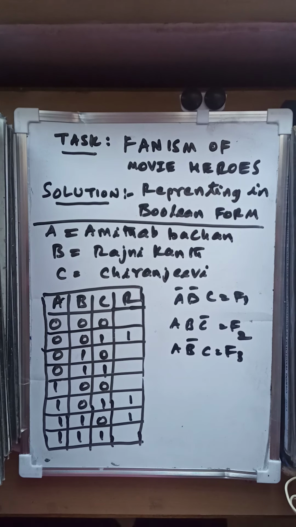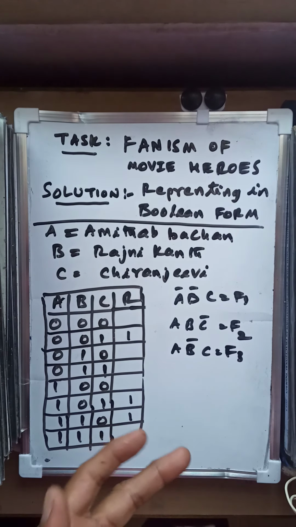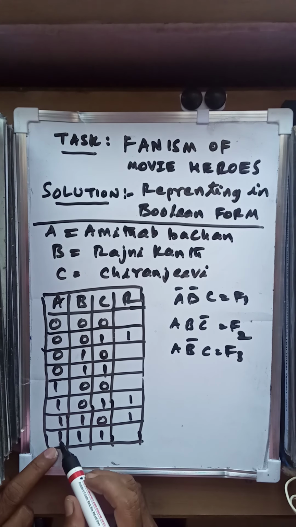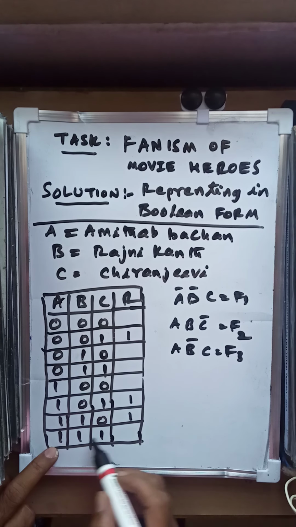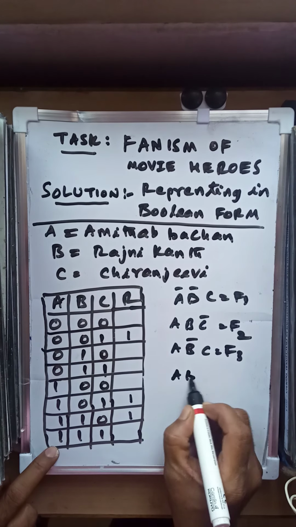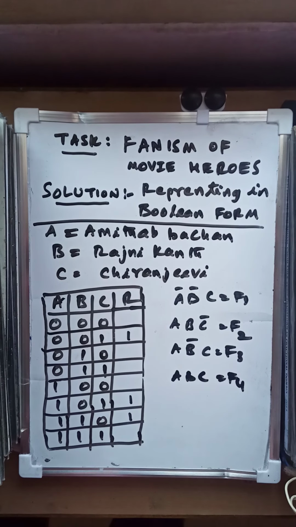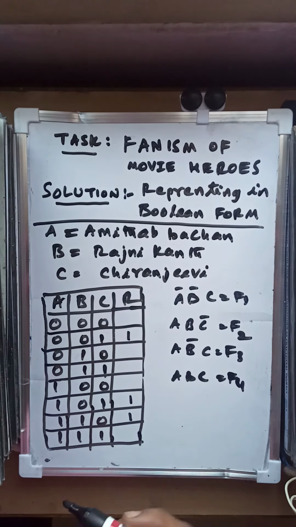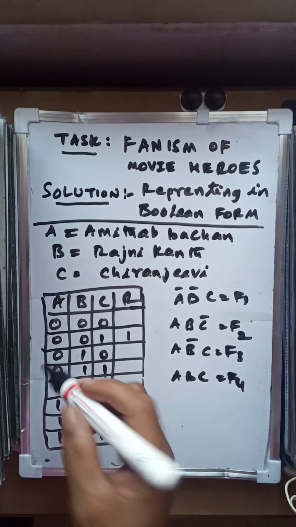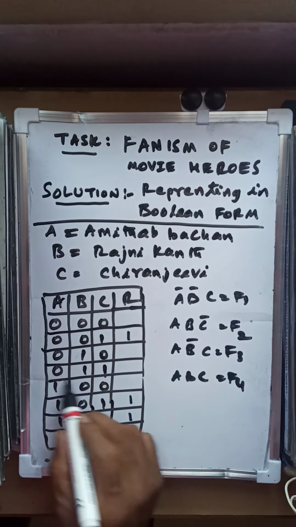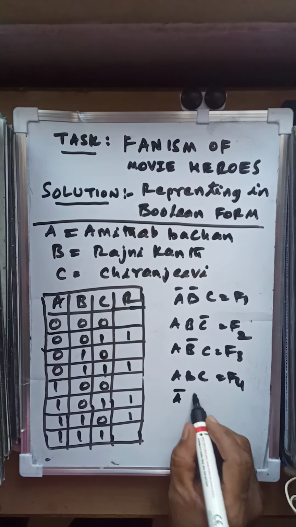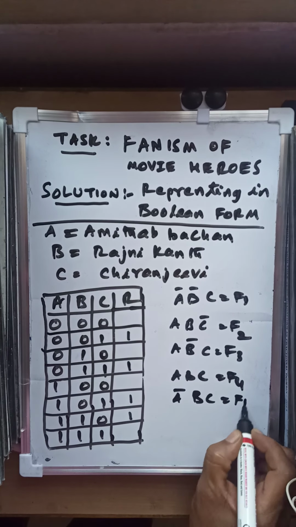Similarly, he is a fan of all three, Amitabh, Rajni as well as Chiranjeevi. This should be suitable: 1, 1, 1, all fans. That means A, B, C. This is function 4. Another function we can select is a person who is a fan of only Chiranjeevi and Rajnikanth. Chiranjeevi is 1 and Rajnikanth is 1, but at the same time the Amitabh Bachchan case should be 0. So this is the valid one: A bar, B, C, and this is F5.